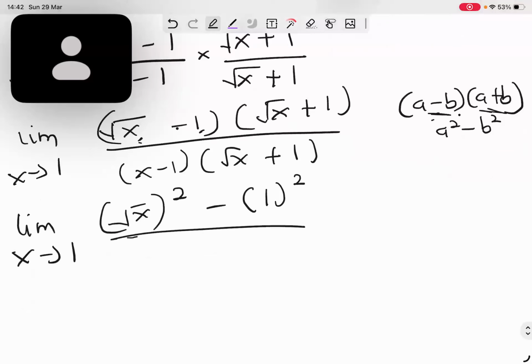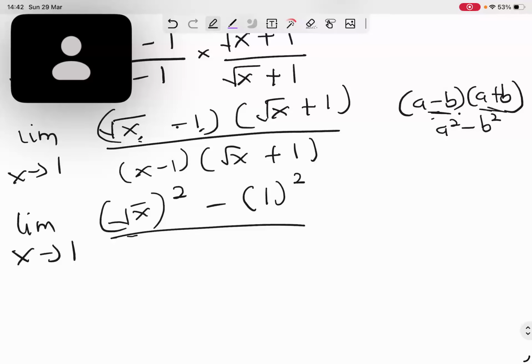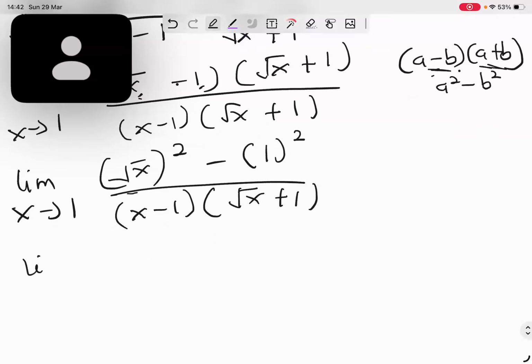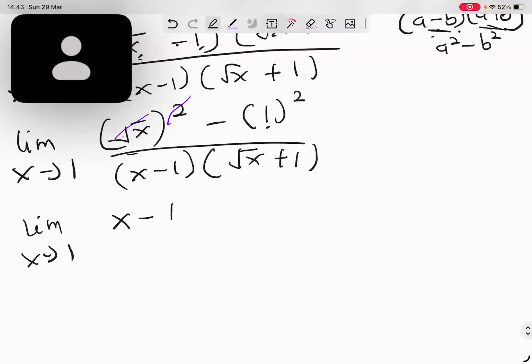Divided by, like I mentioned, do not expand the terms that are not the same, which are alternating. So I'll maintain my x minus 1 by square root of x plus 1. From the numerator, limit as x approaches 1. I have square root and then square. Square root and the square will always cancel each other. Therefore, I am left with just x here. Then I have minus 1 squared is 1, so x minus 1.